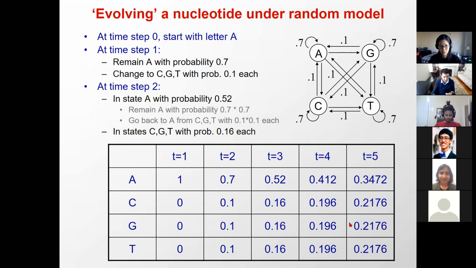So this leads to an exponential drop-off of identity, which is what we use for estimating the actual time that has elapsed.